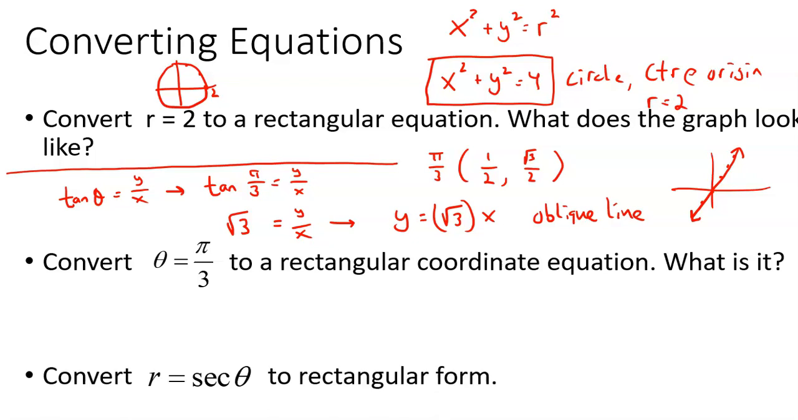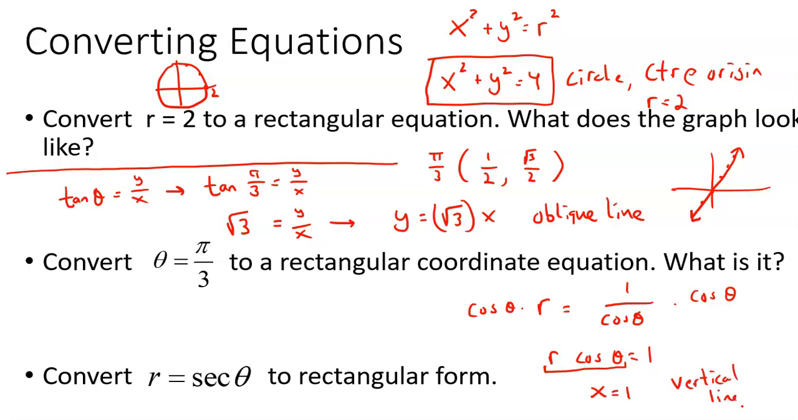All right, how about converting r equals secant theta to rectangular form? Well, what formula should I use for that? I don't have any formulas with secants, so why don't I instead look at r equals 1 over the cosine of theta? All right, multiply both sides by cosine theta, and I end up with r cosine theta equals 1. Well, r cosine theta, didn't we say that x was equal to r cosine theta? So I end up with x equals 1. It's a vertical line. Okay, maybe that one doesn't jump out at you as intuitive, but it turns out it is. It works.